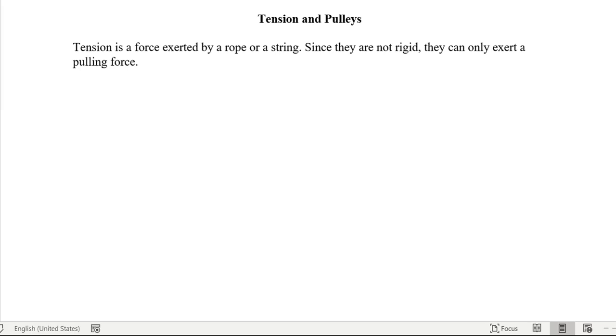So for today's lesson, we're going to look at tensions and pulleys. Now, if you recall, tension is one of those common forces that I talked about, where a force is exerted by a rope or a string, right? Now, if you think about it, because a rope and string is not rigid, that means it's not hard, they can only exert a pulling force, right?